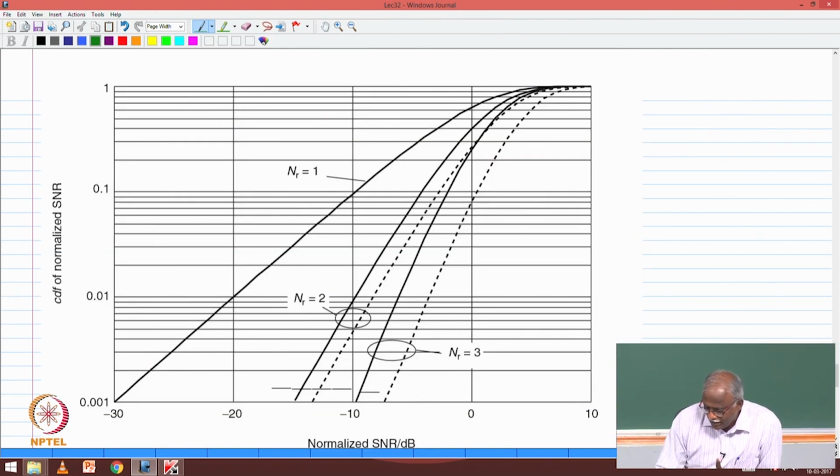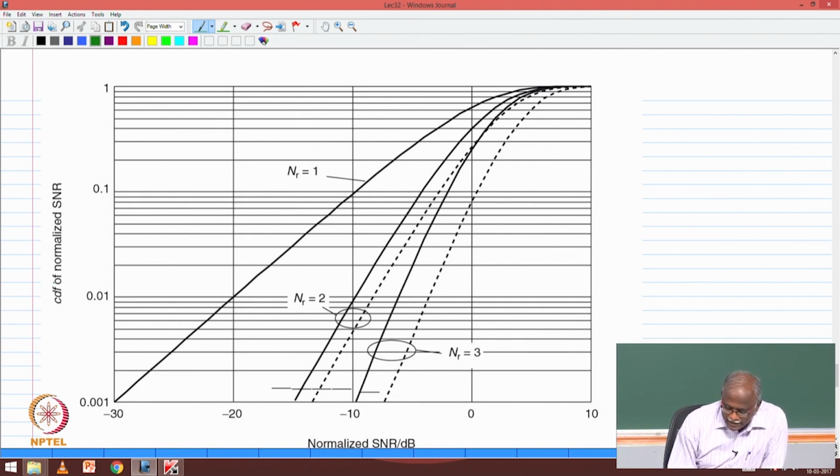I have shown it for your reference, but it is more important that you go back and refresh yourself. That was done with the envelope. This is with the SNR. Envelope and SNR are related by a square, so when you take the dB, there is no difference. The plots on a dB scale are exactly the same.